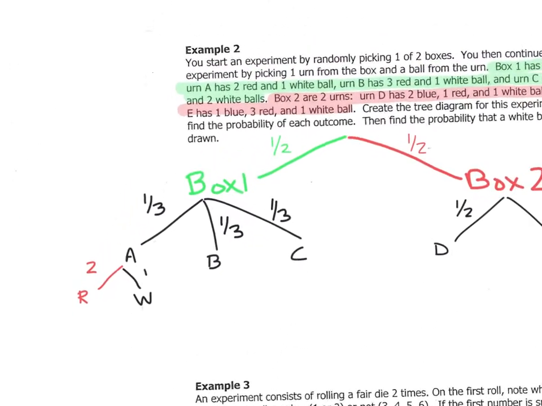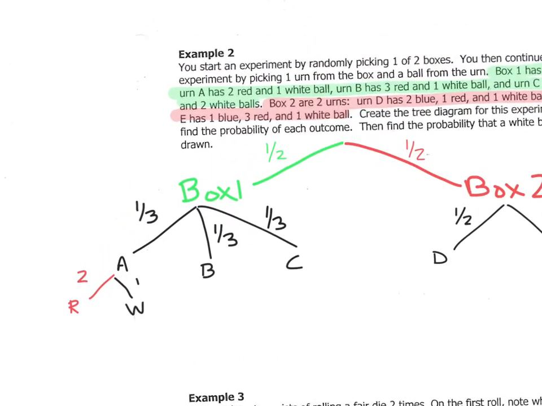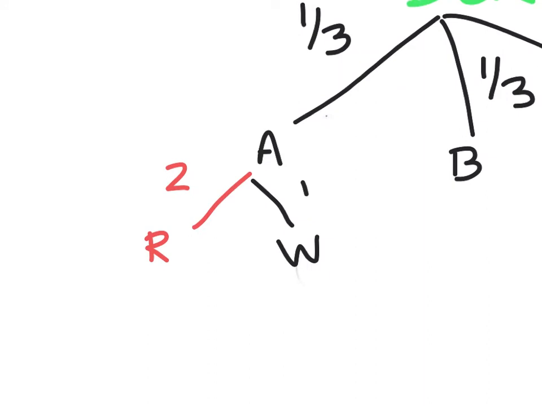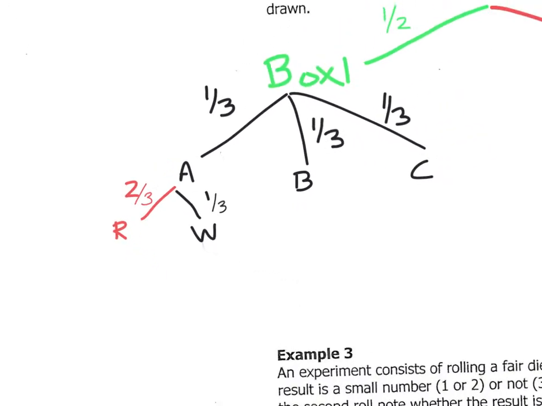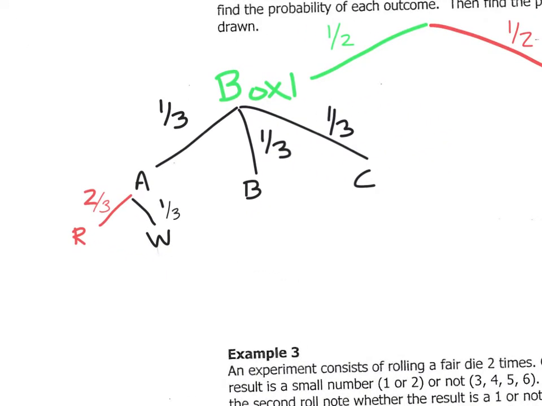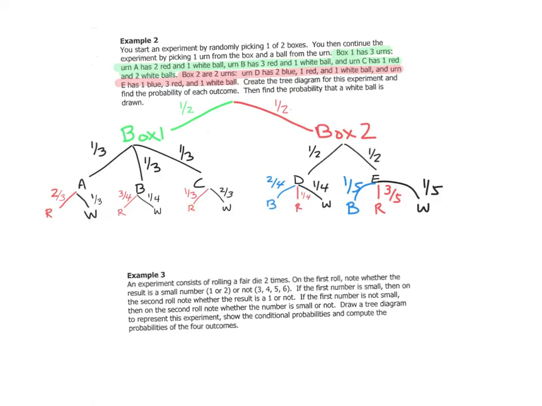Now it says that urn A has 2 red, 1 white ball. Now I tried to be as color coded as I could, but a white marker doesn't really show up, so I used black. But you can see I've labeled the numbers. Since there's 3 total, that would be a 1/3 chance of getting white and a 2/3 chance of getting red. Do the same for all the balls in each of the urns. As you can see, all the totals for the balls are my numerators, and all of the denominators are the totals in each urn.